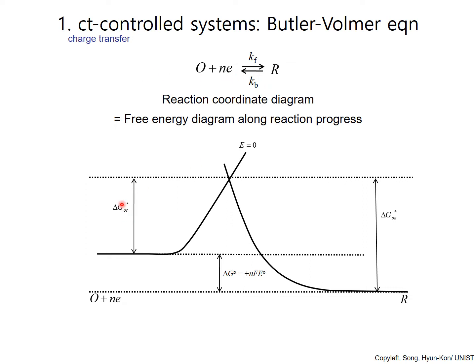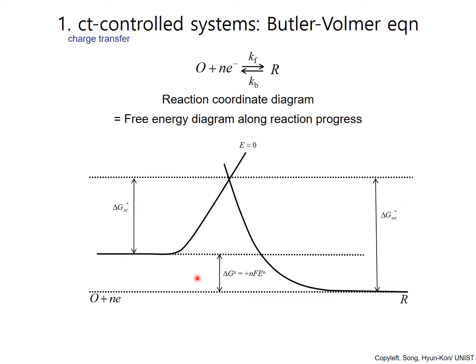At the initial state, 0 indicates the state before you have an applied potential into the system. So delta G star 0C means the activation energy of the cathodic process at the initial state before the applied potential. How about the activation energy for the backward reaction? Here, the activation energy of the anodic process, delta G star 0A, at the initial state.